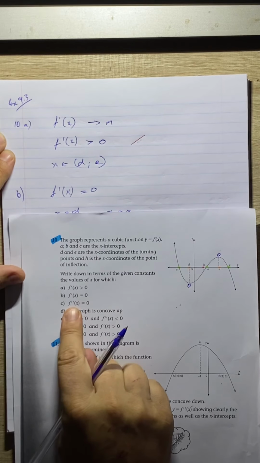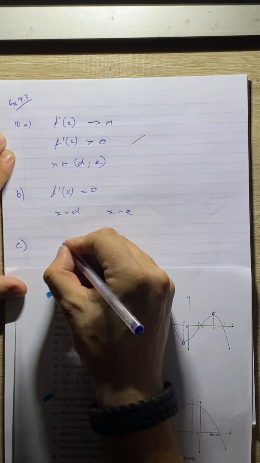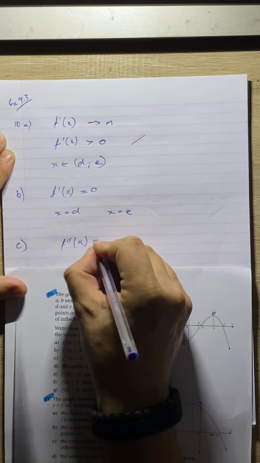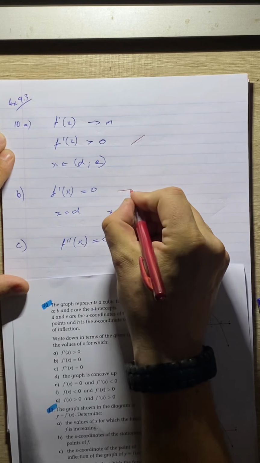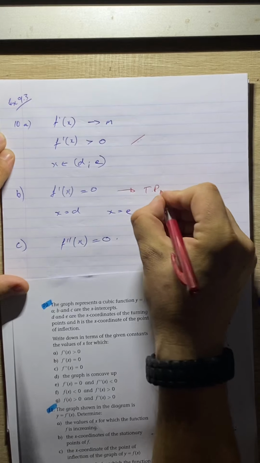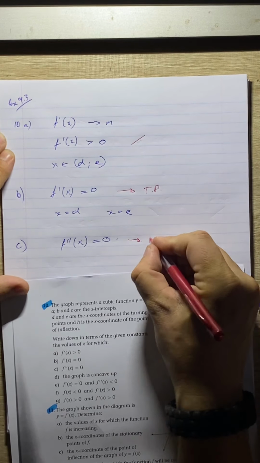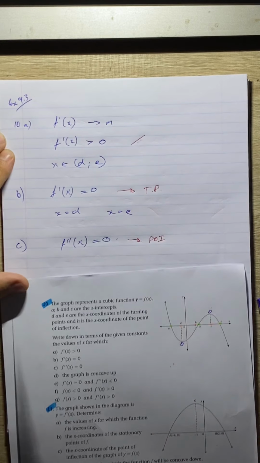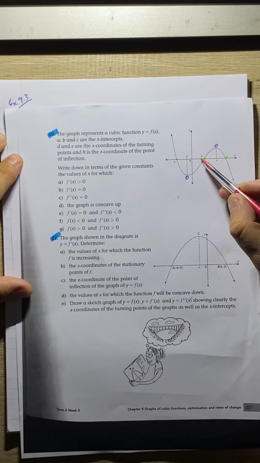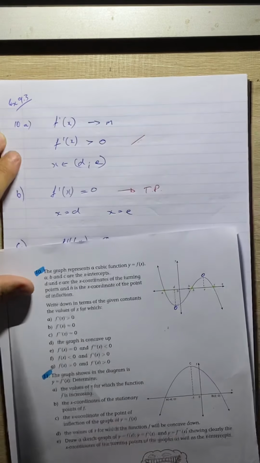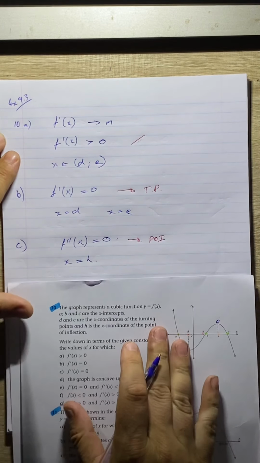Question C, f double dashed of x is equal to 0. Okay, so as you saw here, f dashed x equals 0 finds your turning points. F double dashed equals 0 finds your point of inflection. So that's what we're looking for, our point of inflection, and it was here where H is. So x is equal to H is our point of inflection.